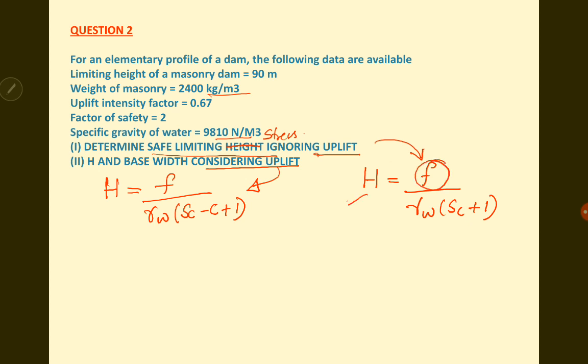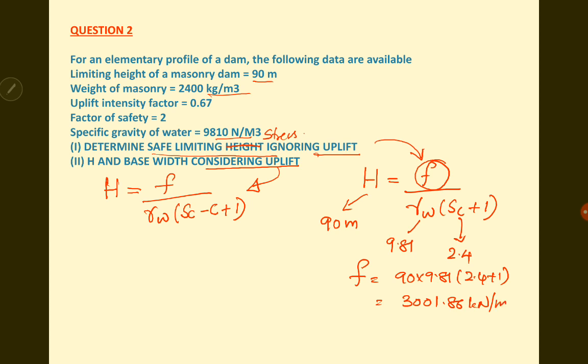What is the value of H? The H value is given as 90 meters. Gamma W is 9.81, SC is equal to 2.4, and 1. What will be the value of F? Just rearrange this equation. You will get the value of F as 90 into 9.81 into (2.4 plus 1), that is equal to 3001.86 kilonewton per meter square.